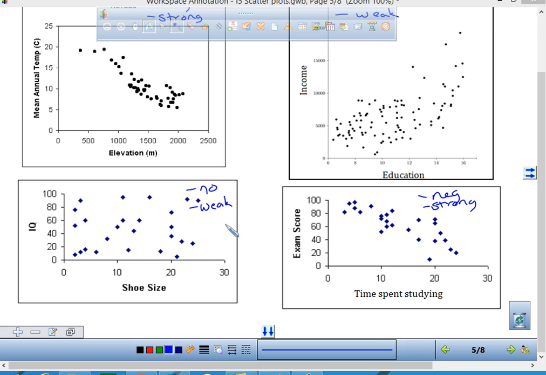How about here? What are your two variables? Shoe size and IQ. They have nothing to do with each other. Does it make sense to have no correlation then? Yeah, right? Just because you have size 4 feet doesn't mean you're going to have a low IQ. And because you have a size 22 shoe doesn't mean you're going to have a high IQ. Okay?